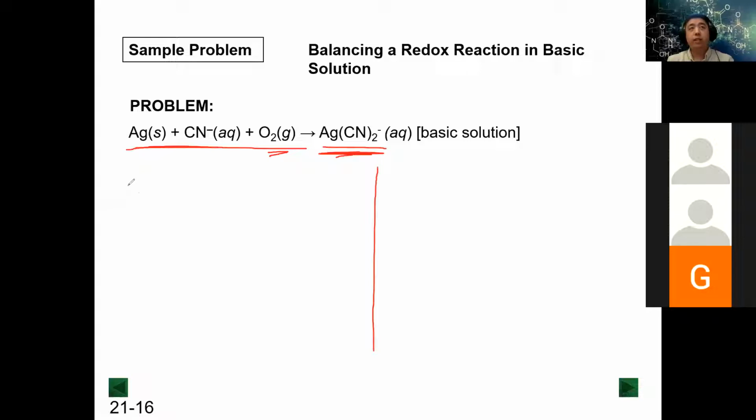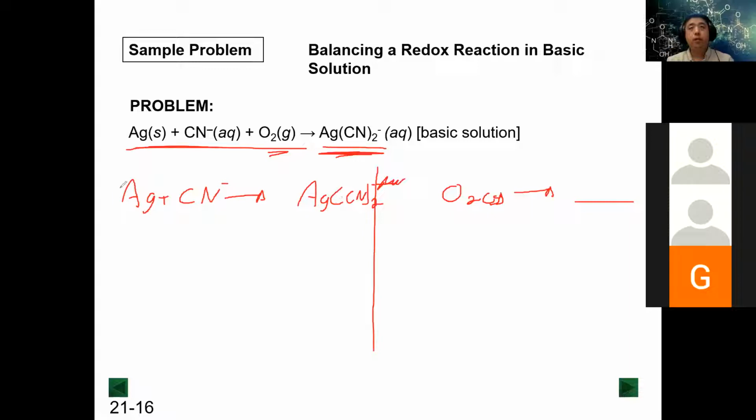So what you can say is you have Ag plus CN minus, and this changes into Ag(CN)2 minus, okay? That's on the left side. On the right side, I have O2, it's in the gas form, and it changes into blank. So these are your two half reactions. All right. With that said, let's do the Ag(CN)2 first.